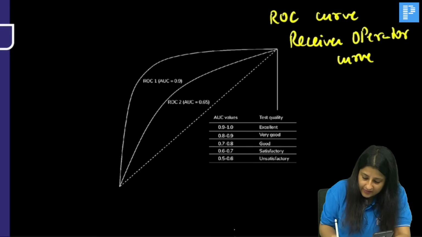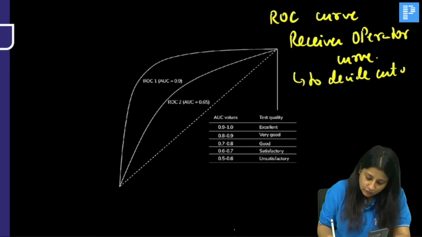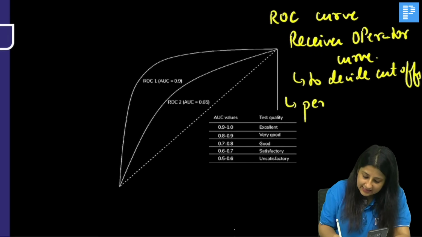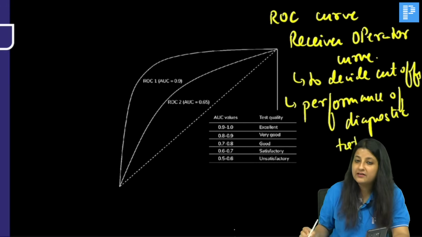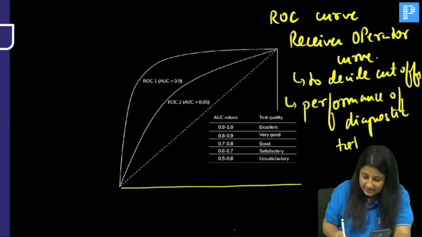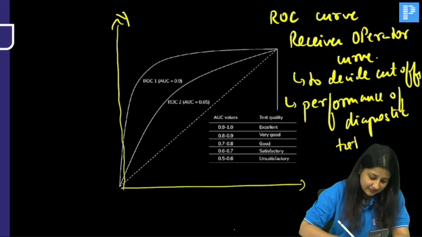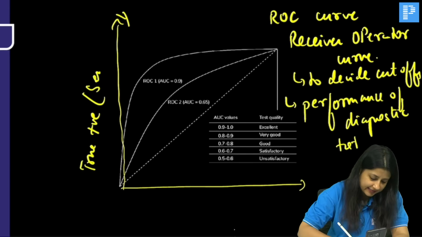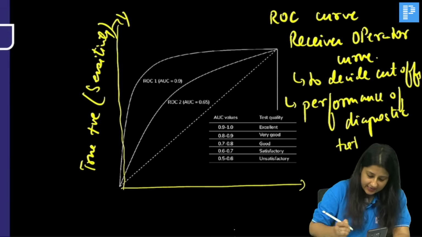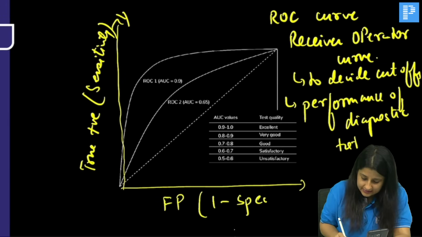Now receiver operator curve का क्या काम होता है? To decide cutoffs. It will help you decide cutoffs, and also it helps us decide performance of diagnostic tests. ठीक है? Now you have to remember what is there on the x-axis and what is there on the y-axis. So on the y-axis you have, what do you have, guys? True positives, or you will also write it as sensitivity. On the x-axis you have false positive, which you can also write as 1 minus specificity.